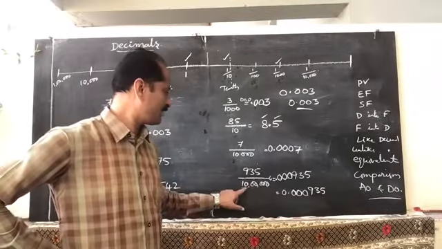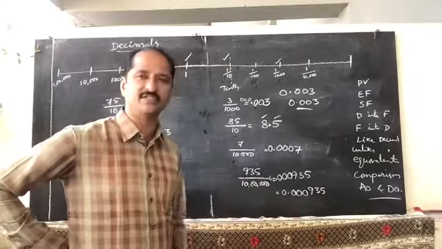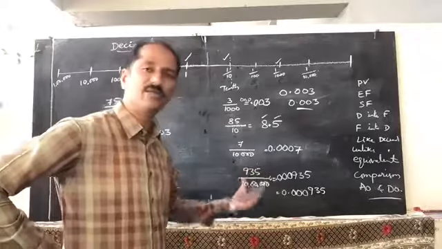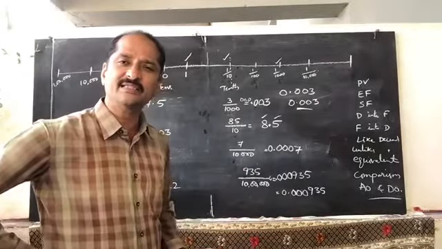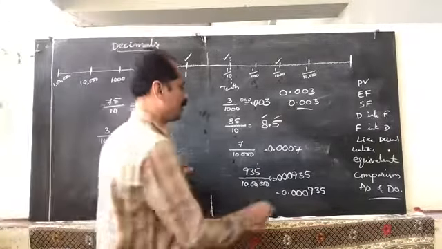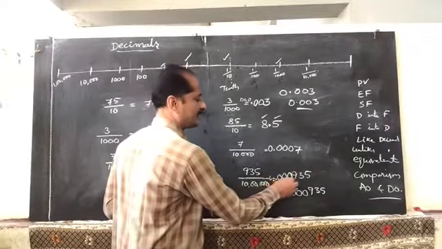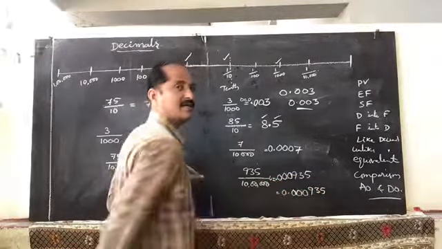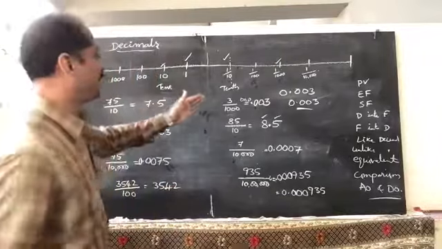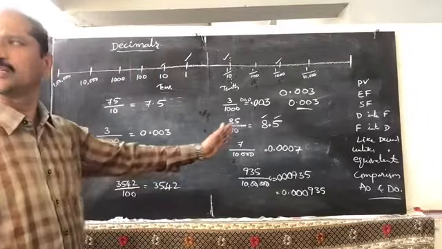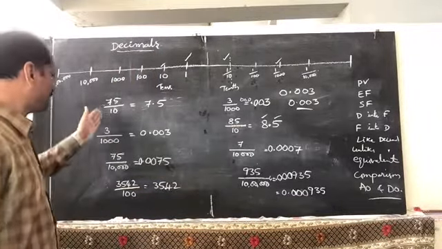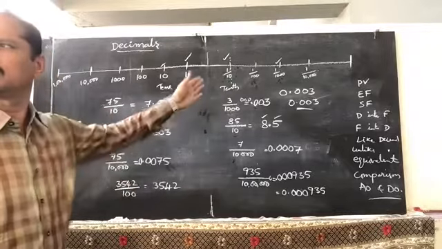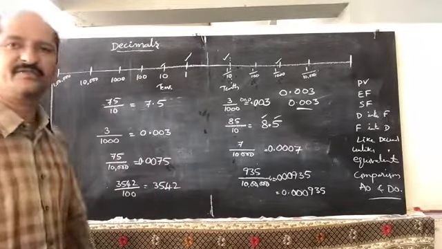That means 1, 2, 3, 4, 5, 6 digits should be there. But actually the numerator has only 3 digits. How can you write these 3 digits in 6 digits? So place 3 more digits. So 1, 2, 3, 4, 5, 6. So like this, fractions can be converted into decimals, and decimals can be converted into fractions.